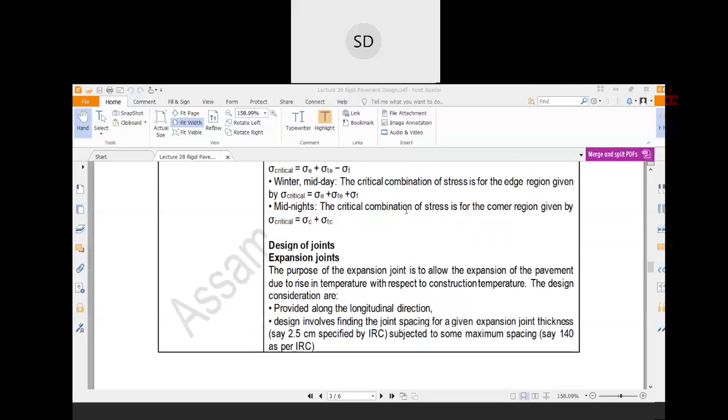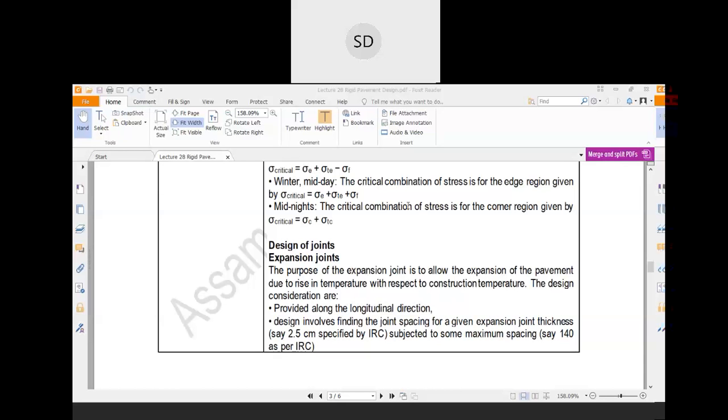The purpose of the expansion joint is to allow the expansion of the pavement due to rising temperature with respect to construction temperature. Basically, whenever the temperature rises, the rigid pavement tends to increase in size. If there is no joint, the increase of length would be opposed by the rigidity of the pavement, so stresses would be huge. Therefore, you need to provide joints where stresses can be relieved by allowing the expansion of the rigid pavement.